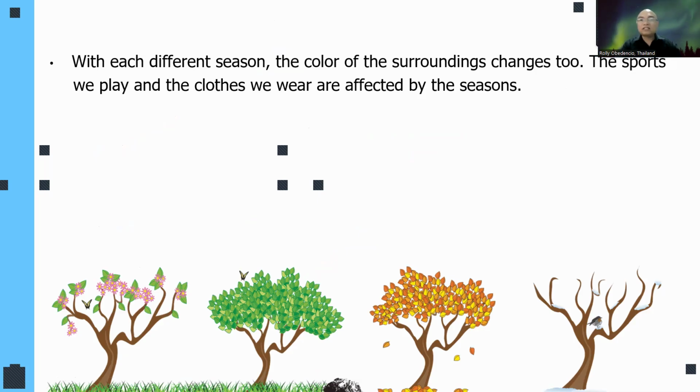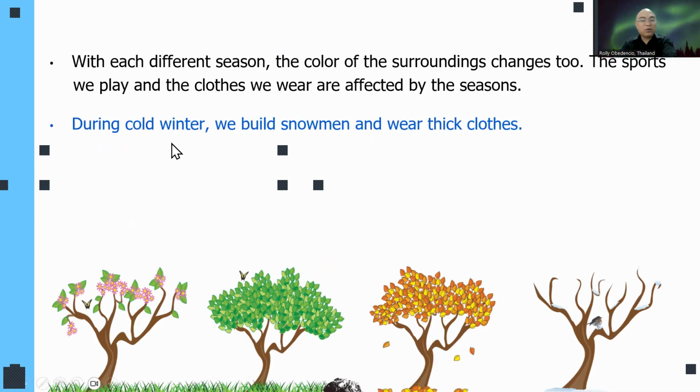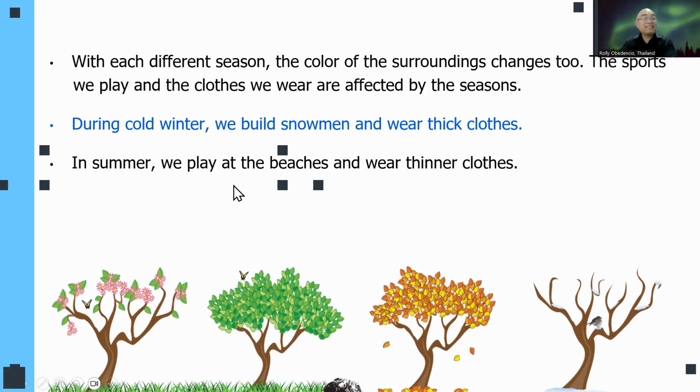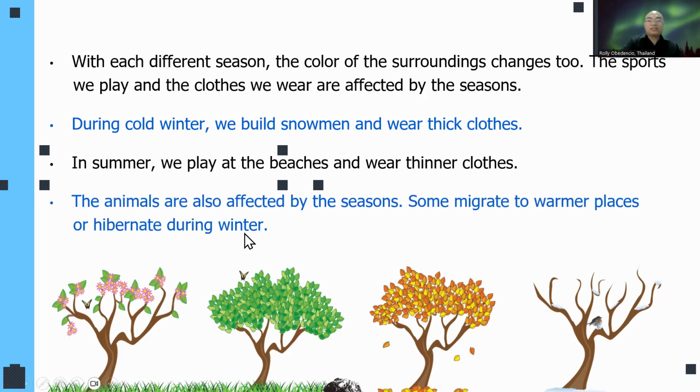All right? The sports we play and the clothes we wear are affected by the seasons. Look at the color. So here, during cold winter, we build snowmen and wear thick clothes, but in summer, we play at the beaches and wear thinner clothes. Okay? The animals are also affected by the seasons. Some migrate to warmer places or hibernate during winter.